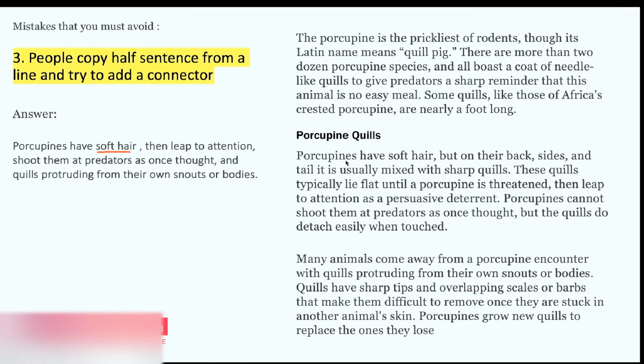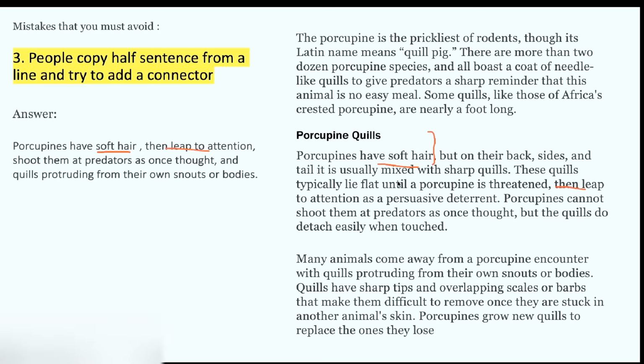But if you think, no, I don't have a very good hold on the grammar and the language, and you resort to do this, trust me, 99.99% of the time you end up writing a wrong sentence. Grammatically, the sentence will be wrong, and what matters in summarized written text is just grammar and spelling. Porcupines have soft hair, and then after half of the sentence is not yet completed, the person resorts to switch, then leap to attention.